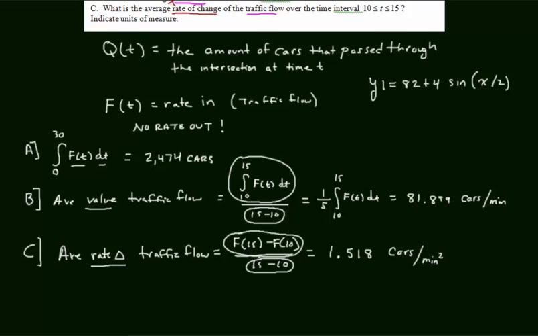Looks like we didn't need the Q of t after all. The only thing we could have said was Q prime of t, the rate at which cars pass through the intersection at time t, is actually our f of t. It is our rate in, with no rate out. That is the end of example 2.